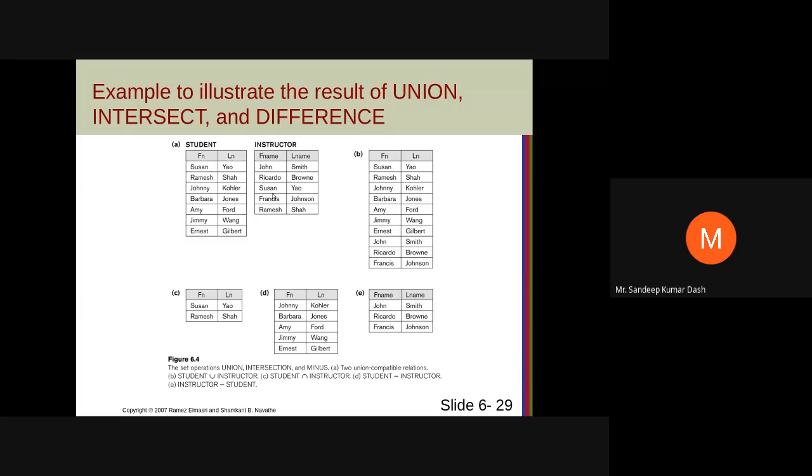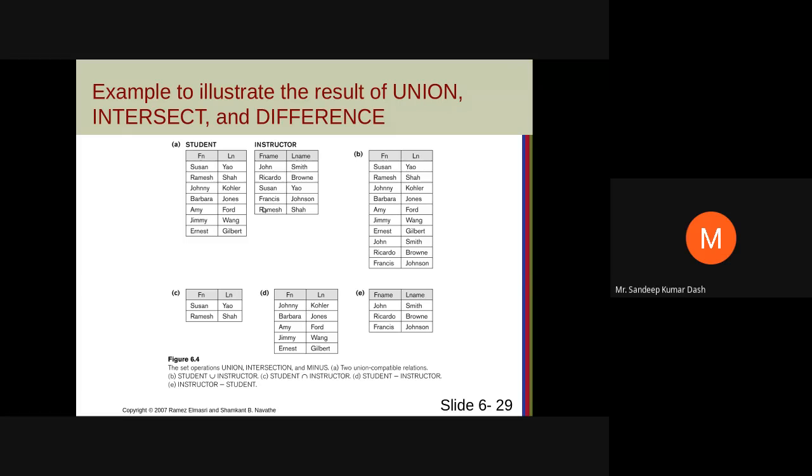Similarly, student intersection instructor is here. Whatever is common, those two rows which we eliminated in the union, Susanna Yao and Ramesh. This is the intersection. Then what is meant by the difference? Student minus instructor. It will eliminate all those which are common and show only the data from the left side. So Susanna was here, Ramesh Shah was here, so these two will be eliminated. Rest, Johnny, Barbara, Ami, Jimmy, Ernest will be here.